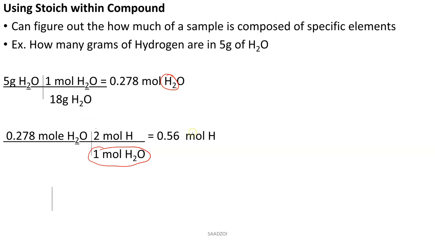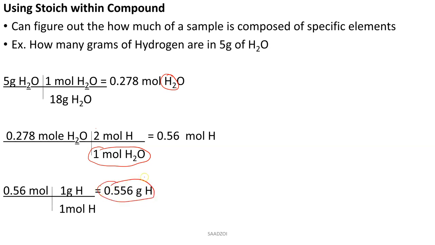You get 0.56 moles of hydrogen, but they're not looking for moles, right? They're looking for grams. So now I have to go from here back to grams. I know you're saying it's pretty redundant, and it is, doing all this over and over again, but you have to. So this is how many grams of hydrogen there are. How many grams of oxygen? Just do the math. 5 minus this, that's your oxygen. Or you could do all this again for the oxygen if you wanted to, but I suggest just subtracting.